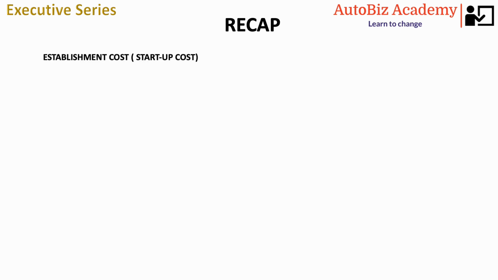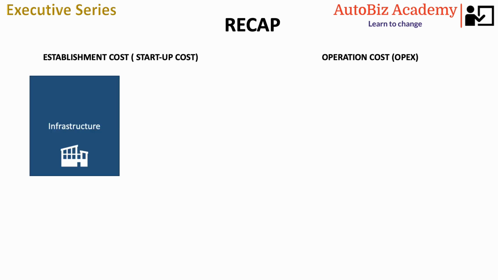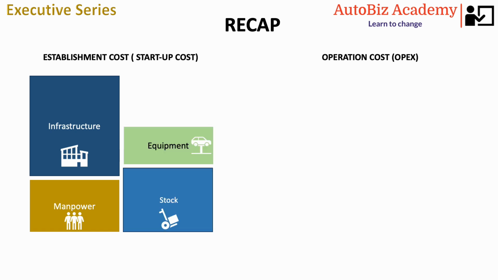So in part 1, we understood the establishment cost, which is also known as startup cost. The other cost is operation cost, which is also known as OPEX. Now let us see what comes under establishment cost. When you start a company, what are the things you need to spend upon? First is infrastructure. The other one is manpower, then stocks, equipment, advertisement, and legal compliances. All these things are properly explained in my first video. In case you want to know more, then you can refer to the link given in my description.